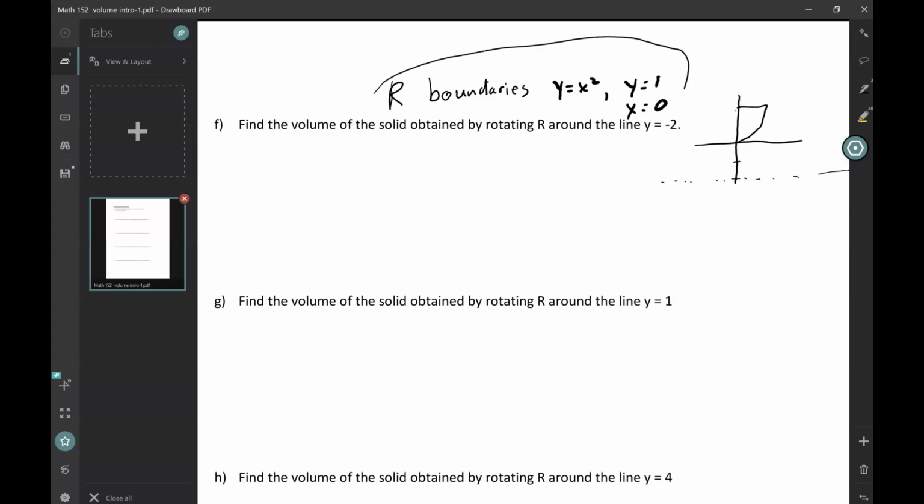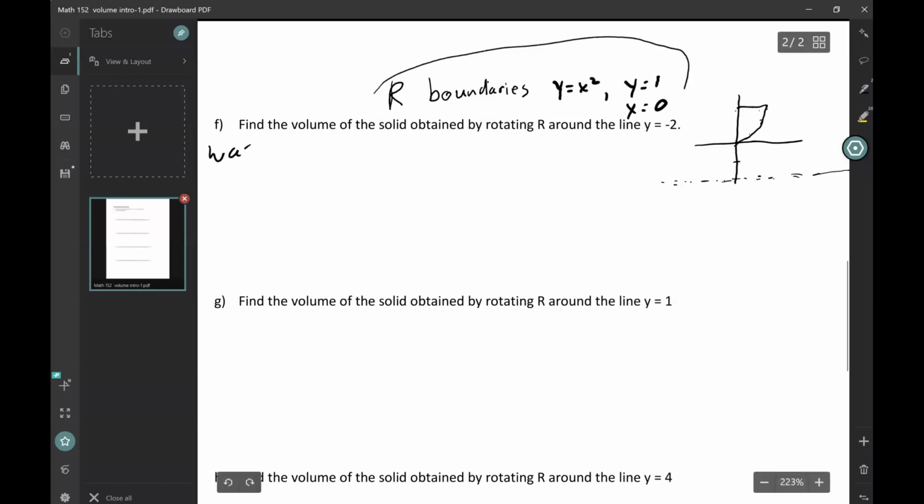So again, the first question we ask is whether the inside edge of the region is touching the line of rotation, and clearly it's not. There's the inside edge of the region, and here's the line of rotation, and they're not touching at all. So that means there's going to be a hole in the middle. Which means if we're using the disk washer method, we would use the washer method because there's a hole.